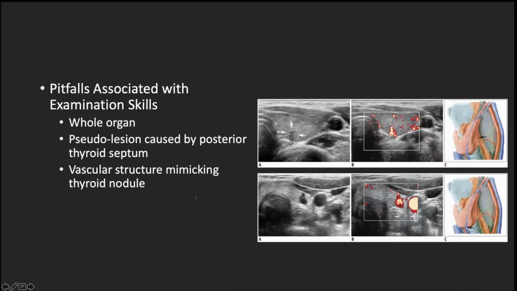As I mentioned to you, we need to look at the vascular structures as well, because sometimes when we see something, we start asking ourselves, is this a lesion? Is this a nodule? So you have Doppler, and on the Doppler you can see vessels that actually mimic a lesion.